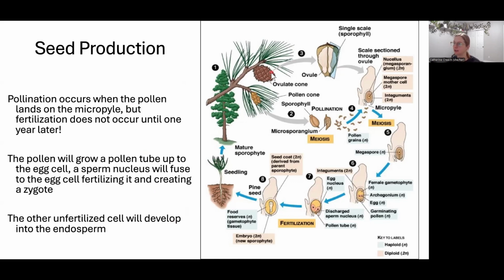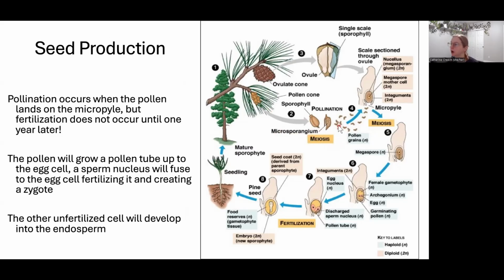Okay, so now let's talk about pollination. Here is the pollen cone. This is the male. Inside of the pollen cone, there are little sporophylls, and those sporophylls contain the microsporangium. The microsporangium will have the microspore mother cells. The microspore mother cells will do meiosis.